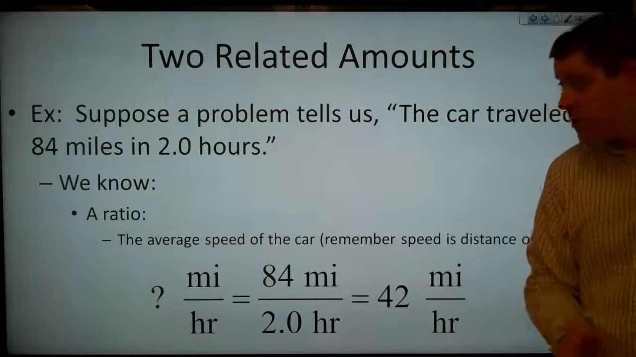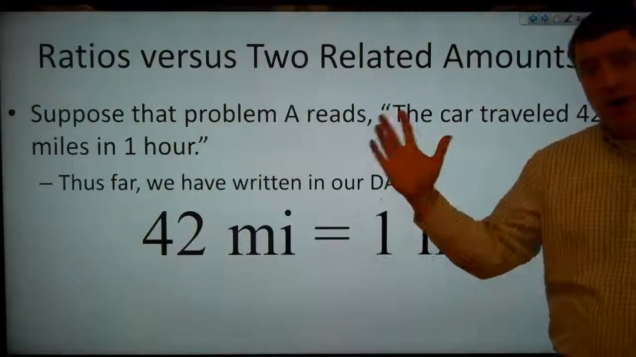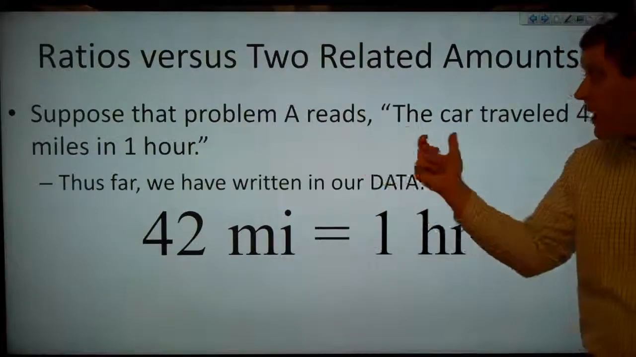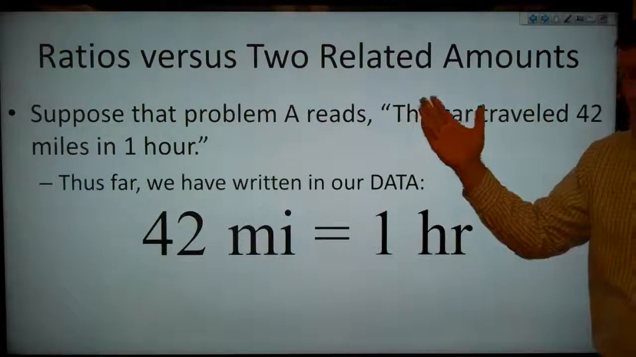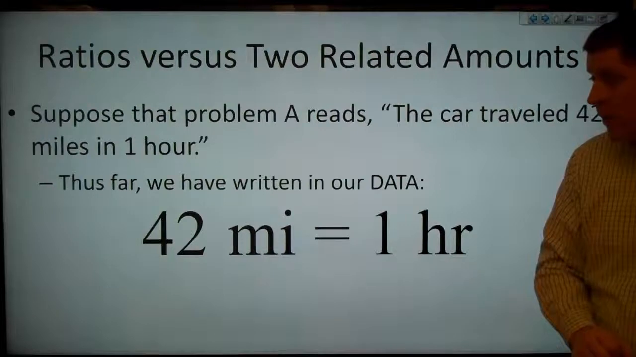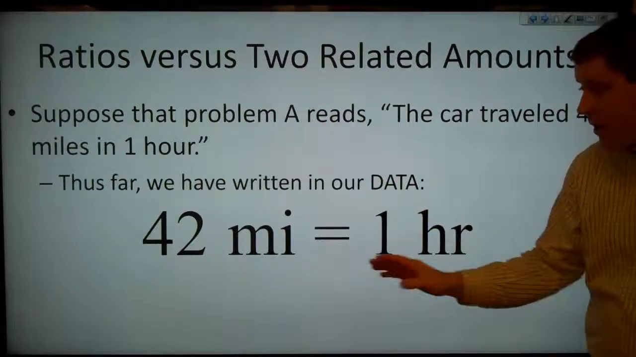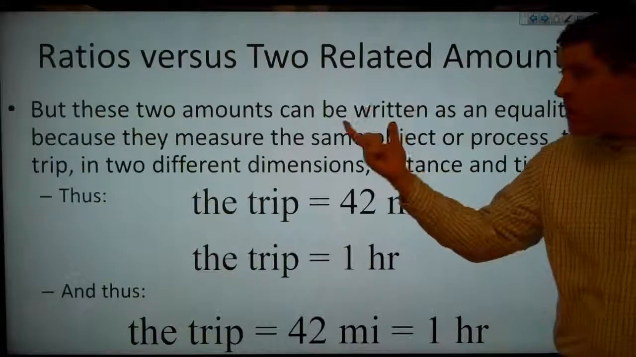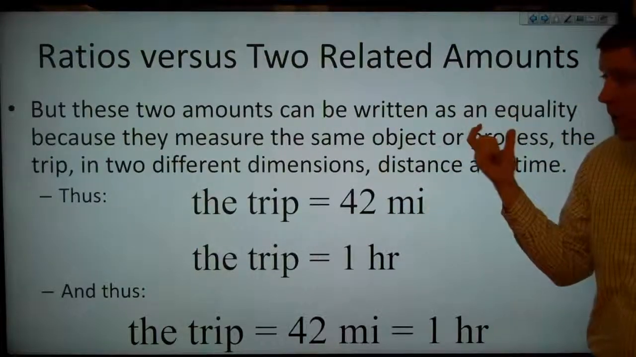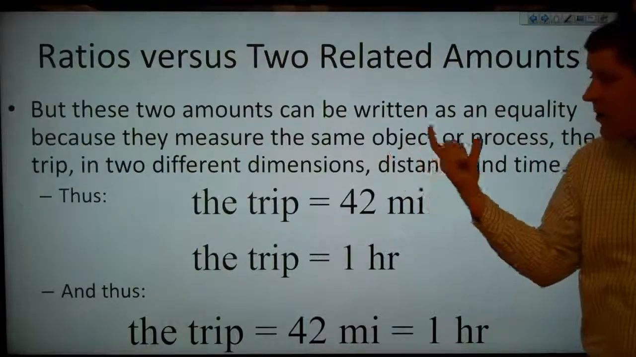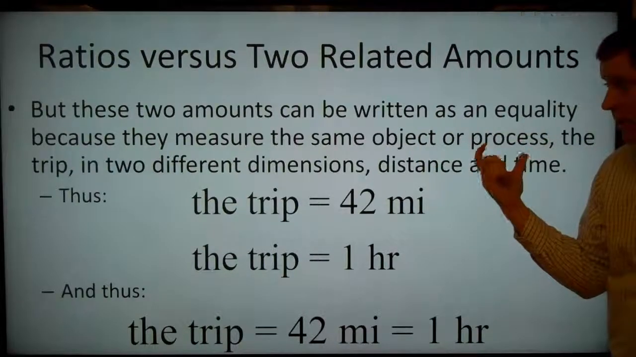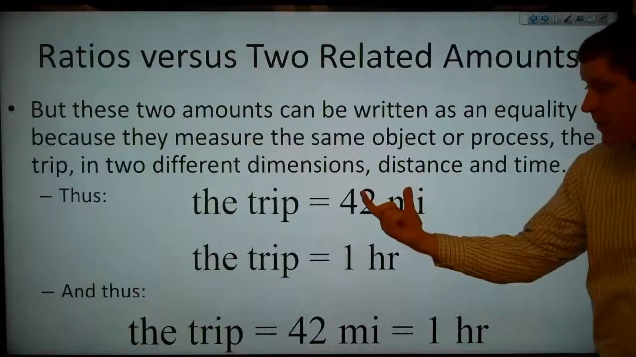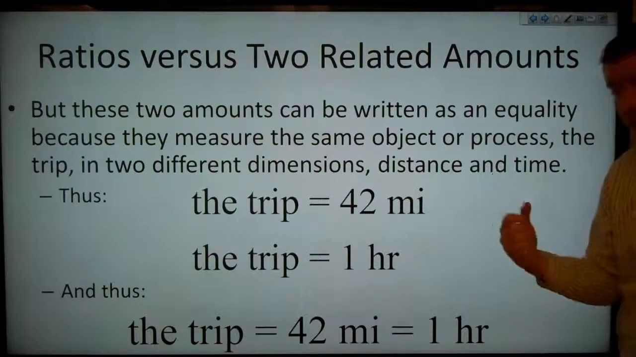So suppose we've got two problems, problem A and problem B. Here we're going to look at problem A. Problem A reads, the car traveled 42 miles in 1 hour. And thus far, we've written in our data, 42 miles equals 1 hour. But the reason that these two amounts can be written as an equality is because they measure the same object or process, the trip that the car traveled in two different dimensions, distance and time.